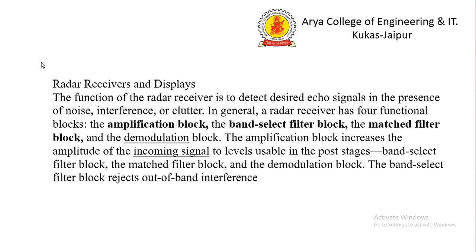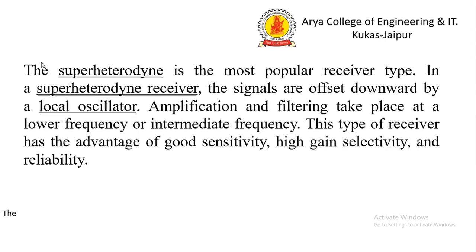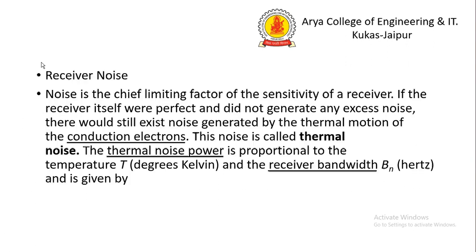So basically, the radar receiver and display. The function of the radar receiver is to detect a desired echo signal in the presence of noise. After this, the superheterodyne is the most popular receiver type. In a superheterodyne receiver, the signals are offset downward by a local oscillator. Amplification and filtering take place at a lower frequency. After this, receiver noise.